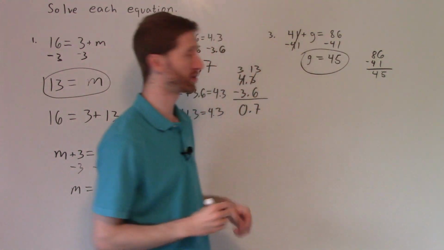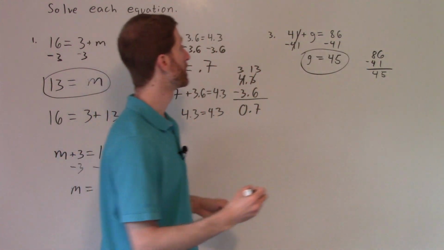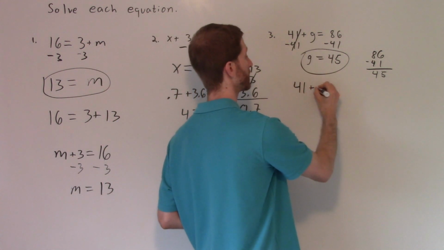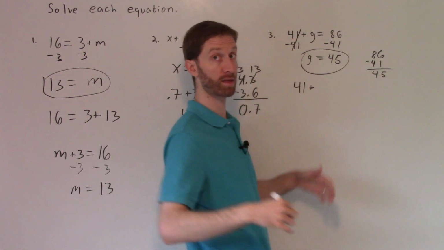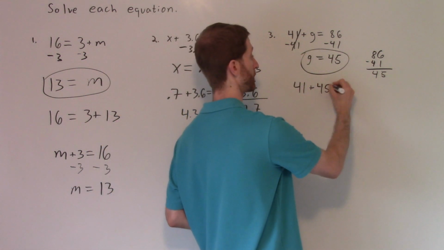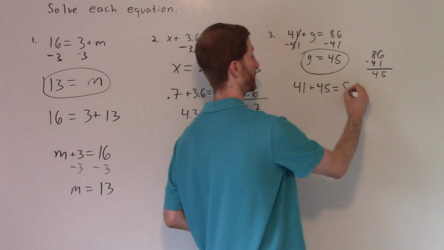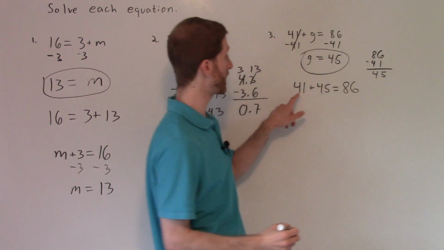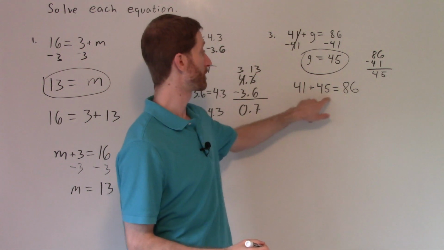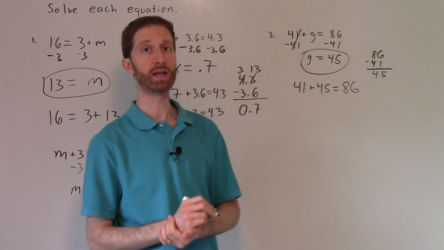Of course, you want to check your work. You want to make sure that you're right. So you take g equals 45, plug it in to the original expression. We are replacing g with 45. So 41 plus 45 is equal to 86. And that is a true statement. 4 plus 4 is going to give you the 8 in 80. 1 plus 5 is 6. It is a true statement.